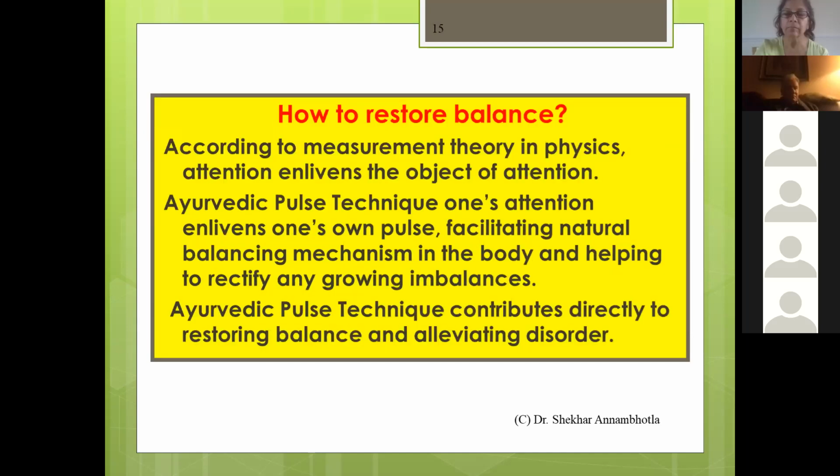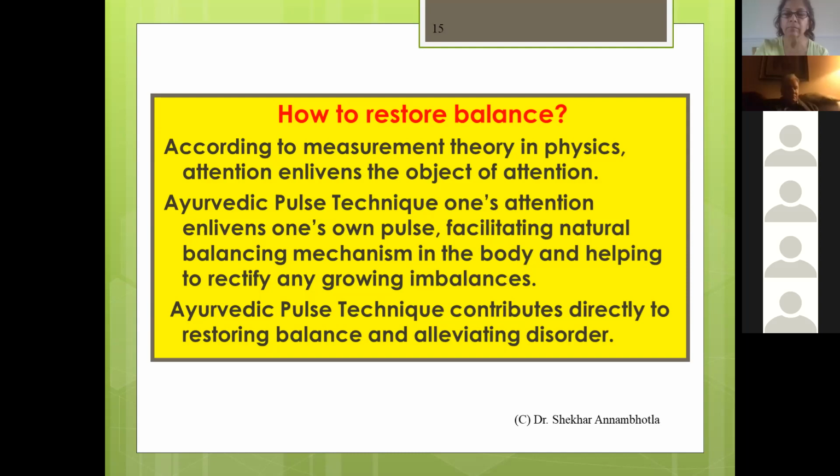How to restore the balance, according to measurement theory in physics: attention enlivens the object of attention. In the Ayurvedic pulse technique, attention enlivens your own pulse, facilitating the natural balancing mechanism in the body and helping to rectify any growing imbalances. So when you are feeling your own pulse, it slowly changes.